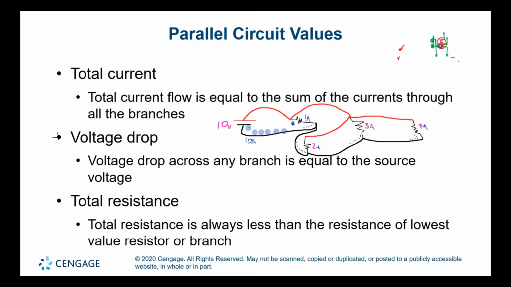Okay, so the most interesting component comes into effect when we get into the total resistance. It is important to know that the total resistance is always less. That's a very important statement. Total resistance is always less than the resistance of the lowest value resistor or branch. That's an important thing to know.